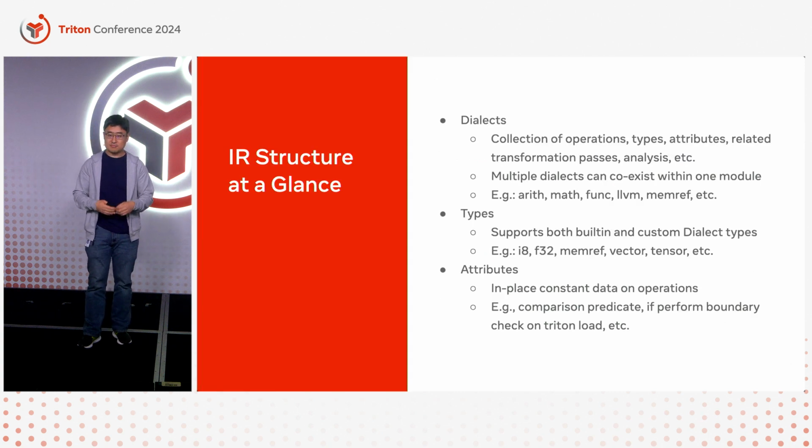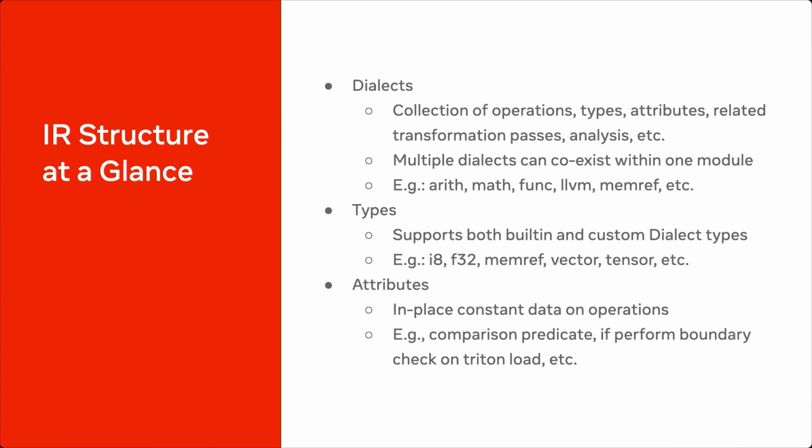All right. I mentioned a lot of names and a lot of different concepts, but how do these things compose together at the MLIR framework level? One important concept to call out is the notion of dialects. A dialect is typically a collection of operations, types, attributes, related transformation passes, analysis, etc., usually for a single purpose in a single namespace. I want to mention that multiple dialects can coexist within one module, and that's very much in line with the hybrid or multi-level nature of MLIR. In this last bullet, I'm listing some example dialects.